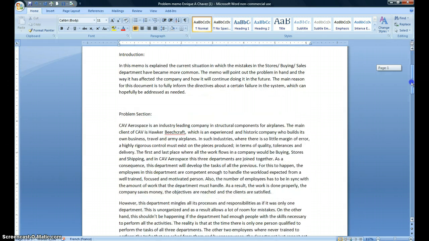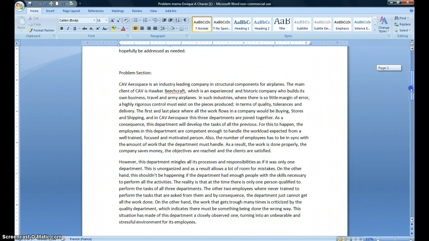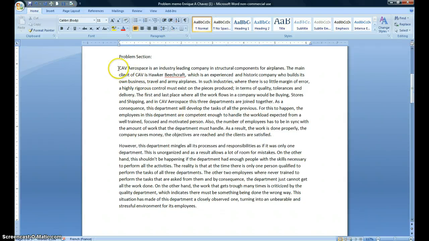And now this student goes into the problem section. He sets up his A side. CAV Aerospace is an industry-leading company in structural components for airplanes. The main client of CAV is Hawker Beechcraft, which is an experienced company. He goes through and lays out all of the ideal situation of this company, and especially in these departments.